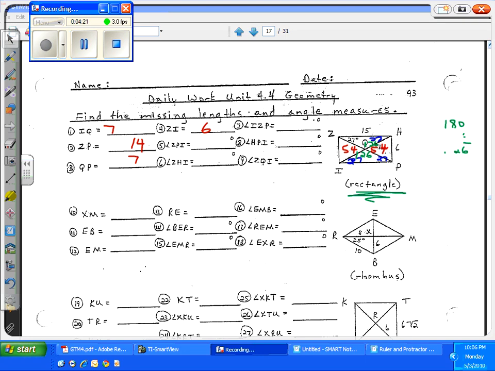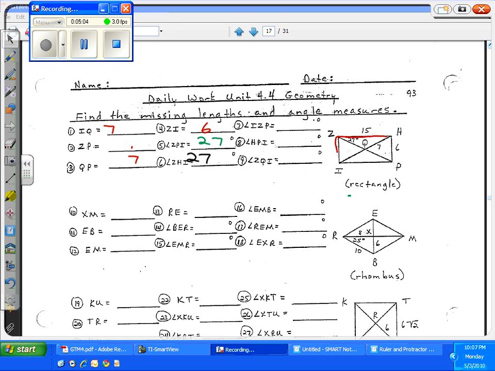So we've got angle ZPI. ZPI was one of those 27s. We've got angle ZHI, which is another one of those 27s. We've got angle IZP. We'll have to go back and find it. It's kind of hard to see all of this, and I'm having a very difficult time writing where I want to be.